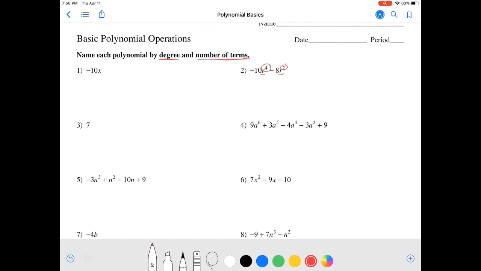So you can see problem 2 has the same variable, r. So we look at the exponents. The highest number is 4, so it's a fourth degree polynomial.